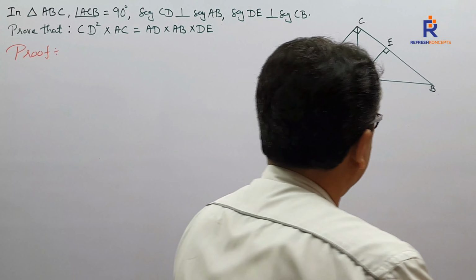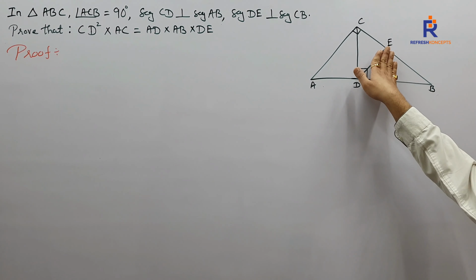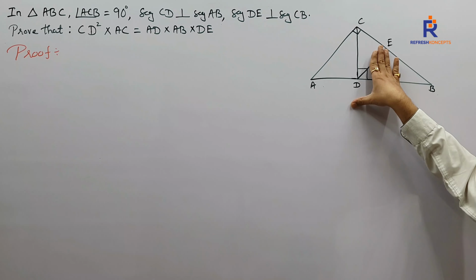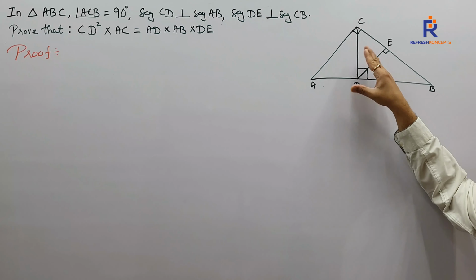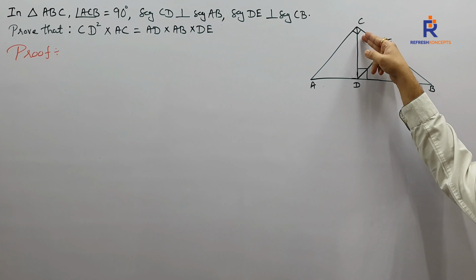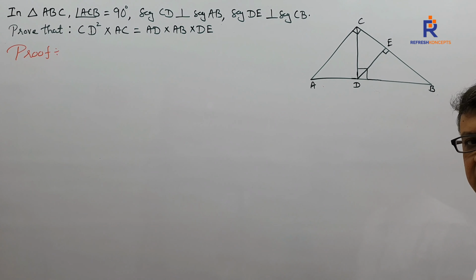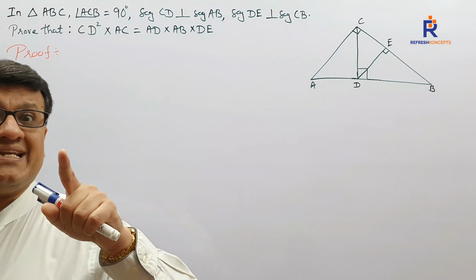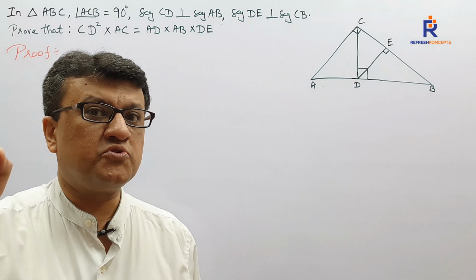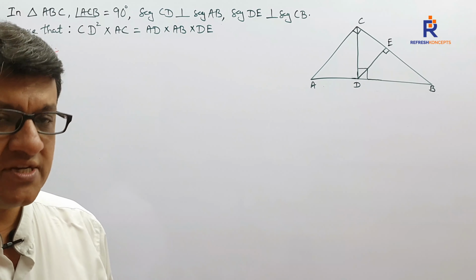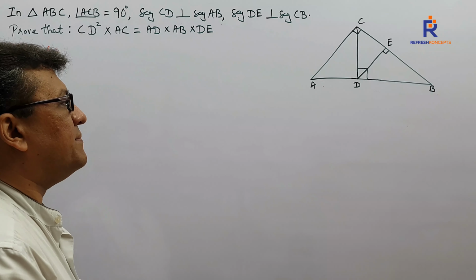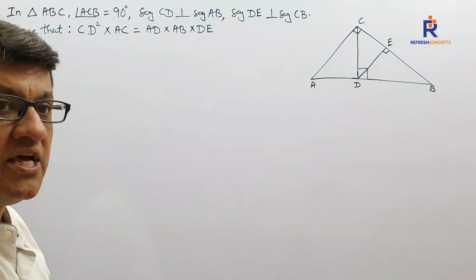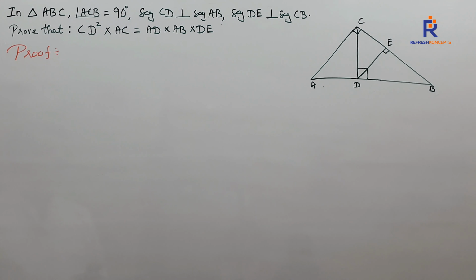If I forget DE, there is nothing such as DE. Just think that I'm having only triangle ACB, which is 90, and CD perpendicular to AB. So if I have a right angle triangle, and from that right angle a perpendicular is drawn onto the hypotenuse, whom should we remember? We should remember GMC, geometric mean corollary. That's what we are going to start with first.